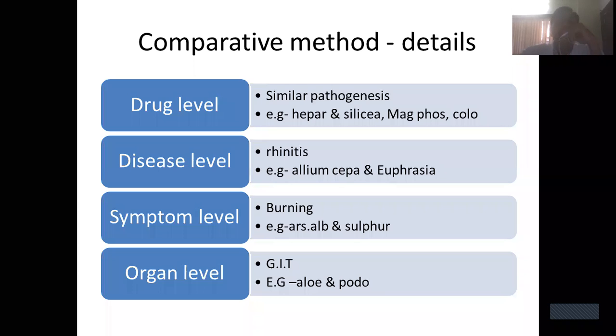So the similarity of these two drugs is that they are producing a kind of nasal discharges, and the dissimilarity is that Allium cepa has acrid nasal discharges, and along with that acrid nasal discharges, the discharges from the eyes are very bland. They are non-irritating type of discharges, and it is aggravated in the open air.